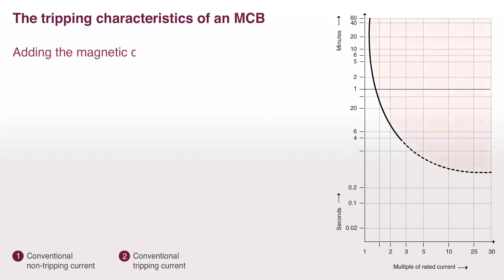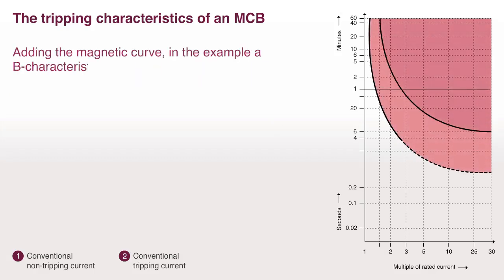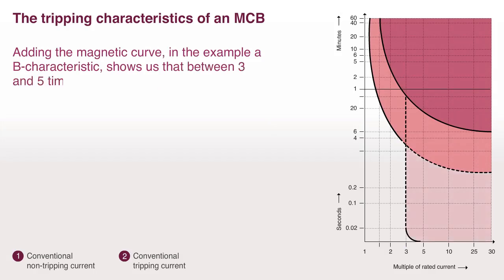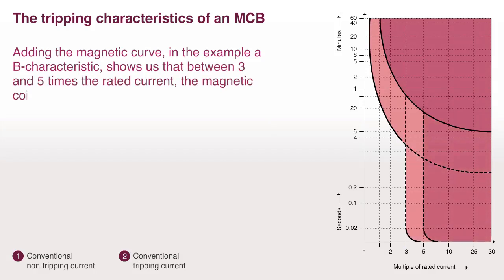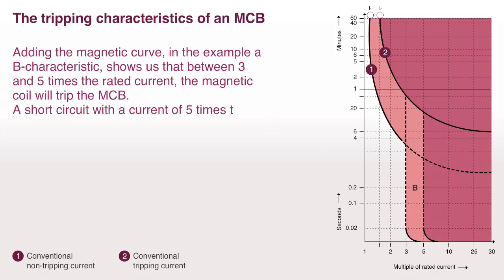Adding the magnetic curve, in the example of B characteristic, shows us that between 3 and 5 times the rated current, the magnetic coil will trip the MCB. A short circuit with a current of 5 times the nominal current will trip the MCB immediately.